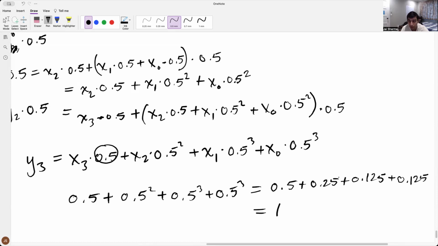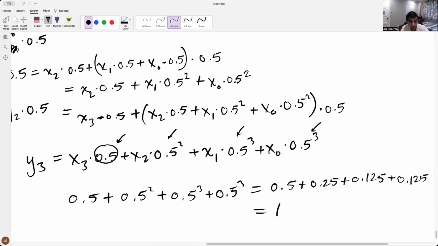I think you can calculate this for yourself, but the sum of all of these things is equal to 1, right? So the sum of all of the coefficients of x3, x2, x1, x0 is equal to 1. And what does that mean? That means we're taking some sort of average, so y3 is some sort of average of x3, x2, x1, and x0. But it's a weighted average, right? We're not giving the same weightage to each of x3, x2, x1, and x0.